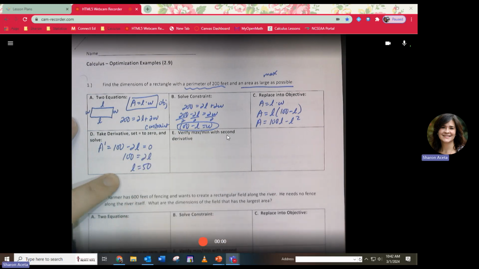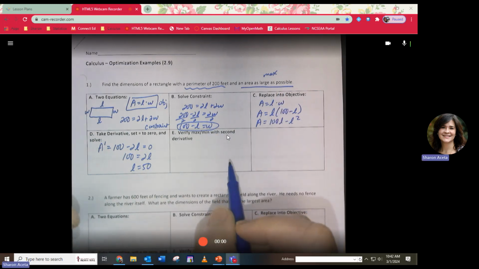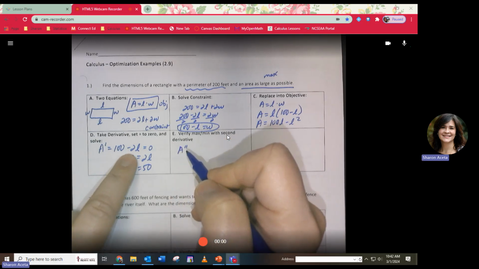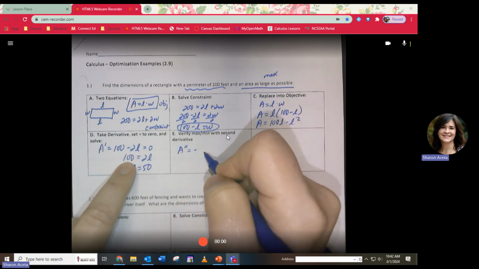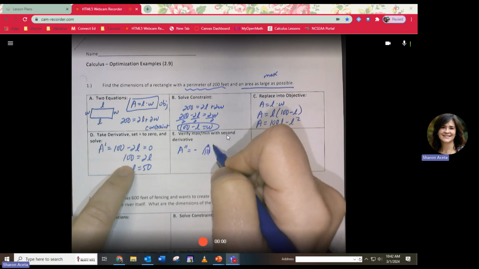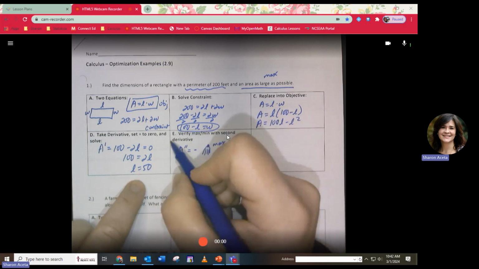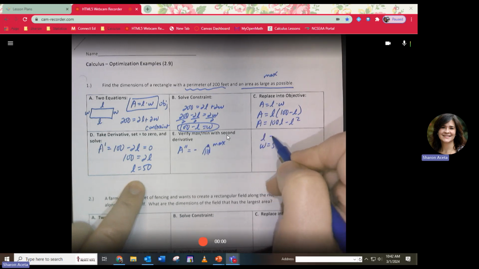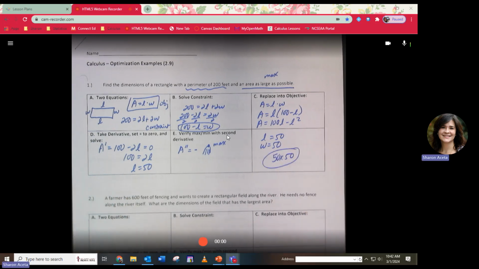So we get L to be 50. Now, verify that this is a maximum area. To verify, remember, you take a second derivative. The second derivative of this would be negative, well, it'd be -2, but negative means that you are concaving down, which means you must be a max at 50. So if L is 50, plug it back up to here to find W. W would also be 50. So we would have to have a 50 by 50 rectangle to create the largest area. That was a very easy one.